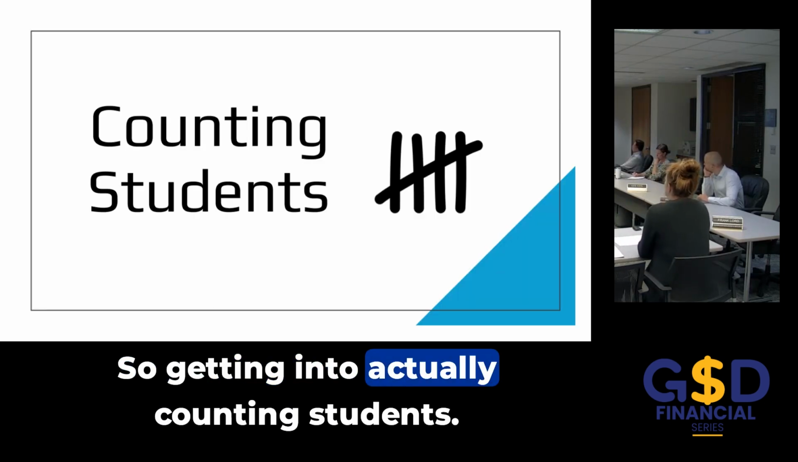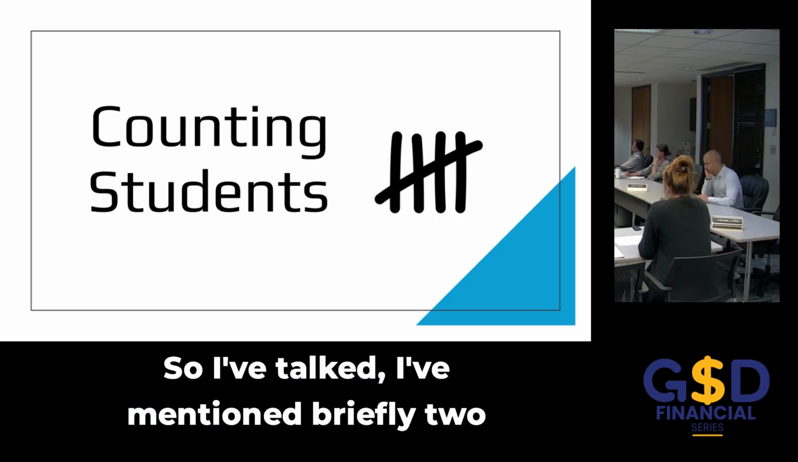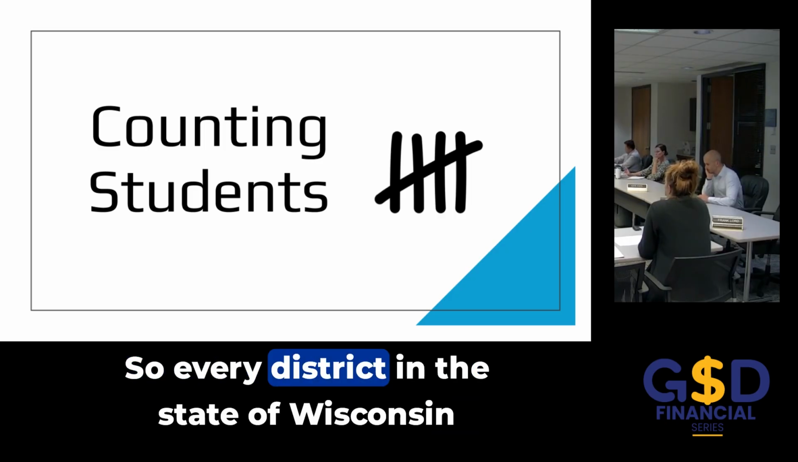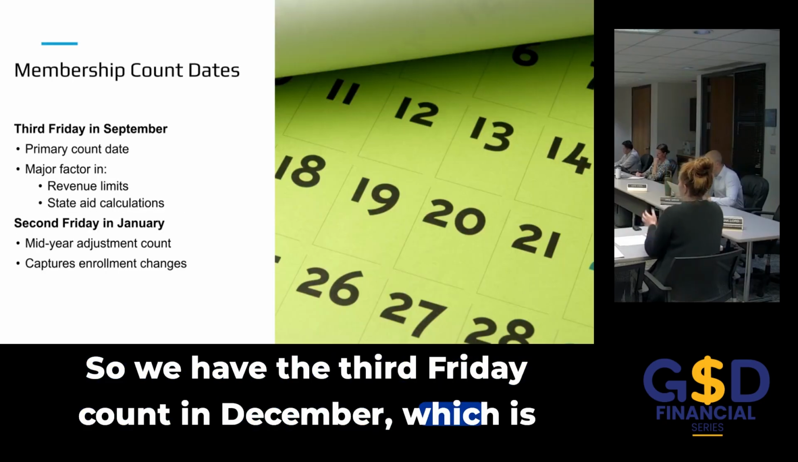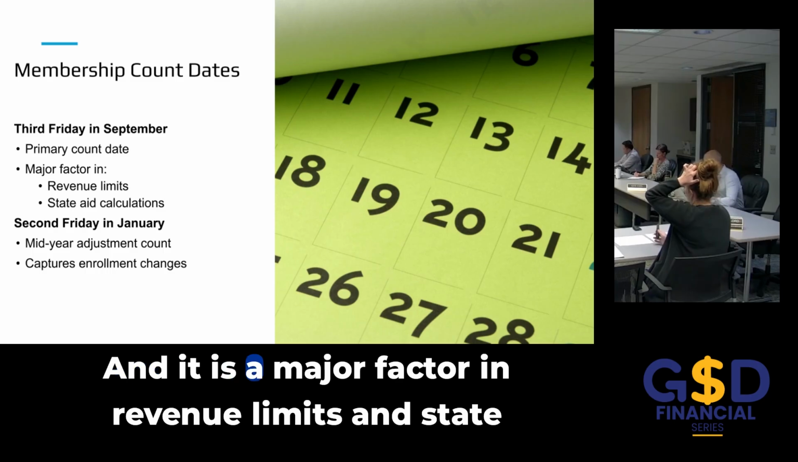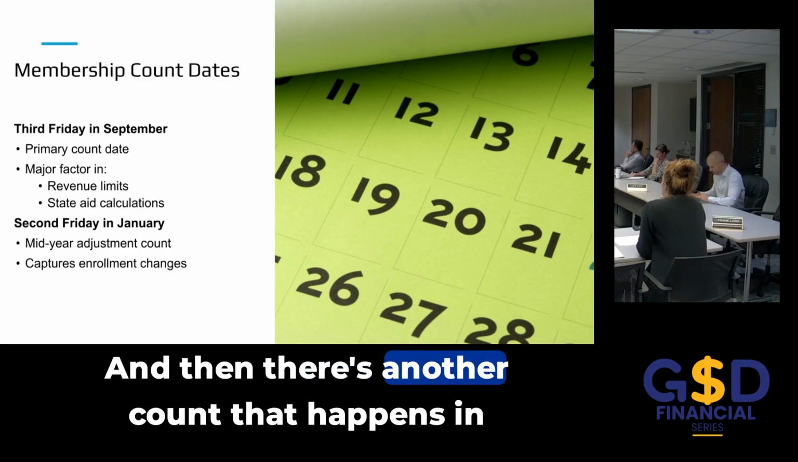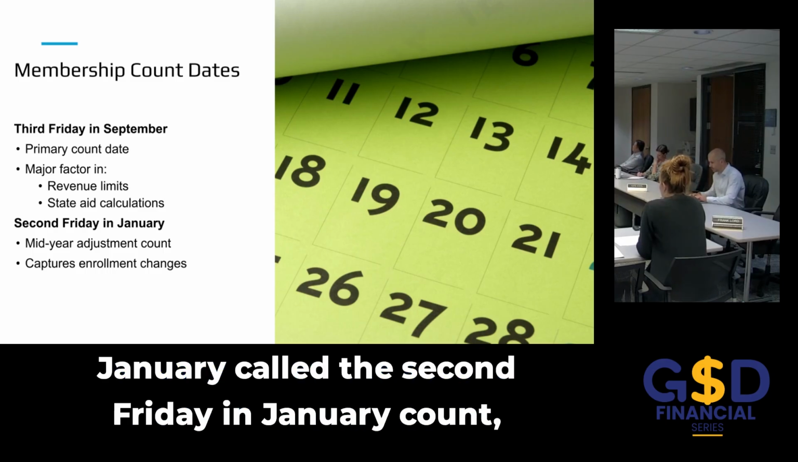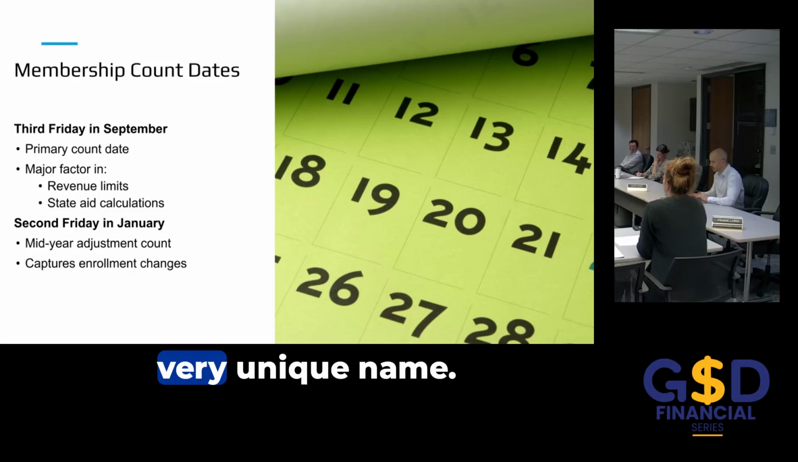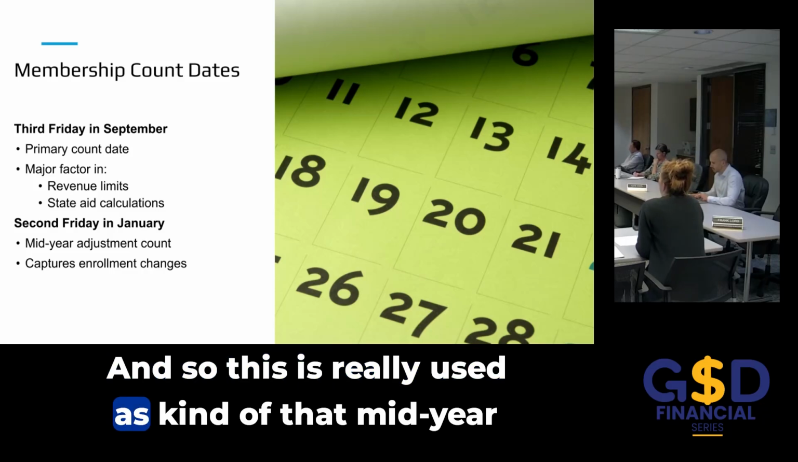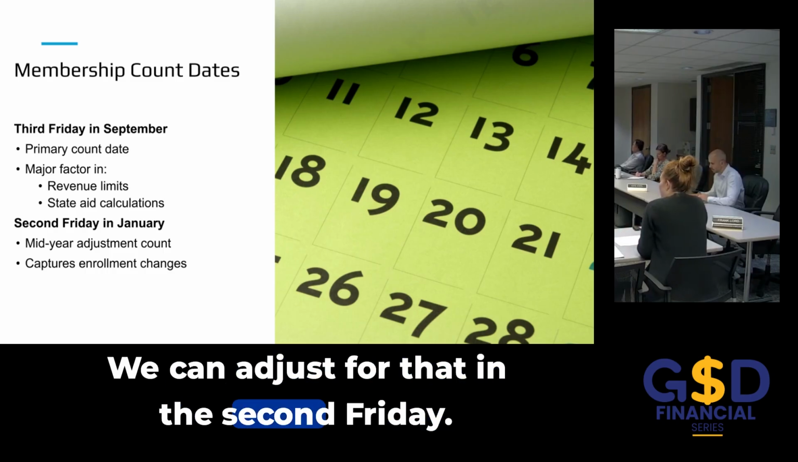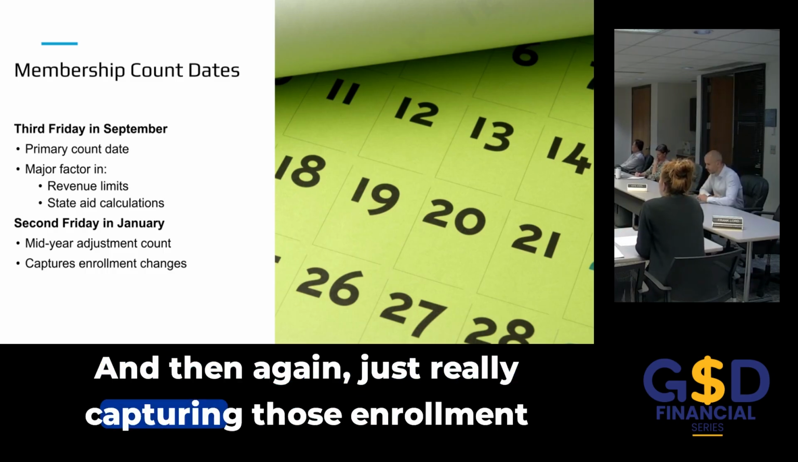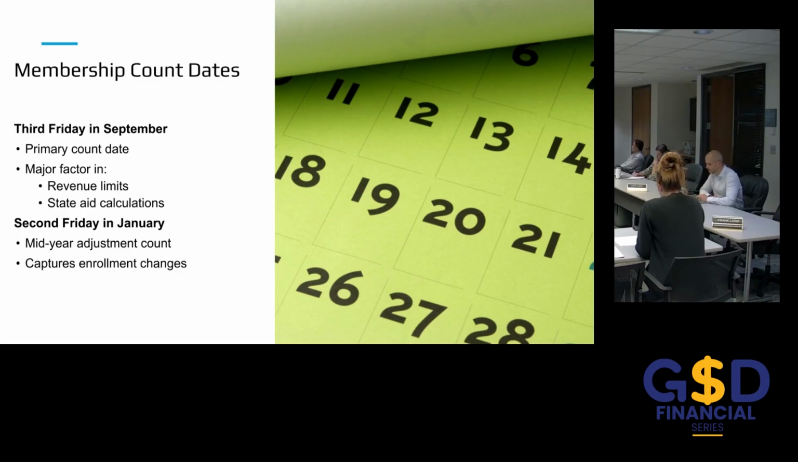So getting into actually counting students. I've mentioned briefly 2 different count dates. Every district in the state of Wisconsin participates in both of these. So we have the 3rd Friday count in December, which is that primary count date, and it is a major factor in revenue limits and state aid calculations. And then there's another count that happens in January called the 2nd Friday in January count. Very unique name. This is really used as kind of that mid-year adjustment. So maybe we did miss some in the 3rd Friday count. We can adjust for that in the 2nd Friday, and again, just really capturing those enrollment changes.